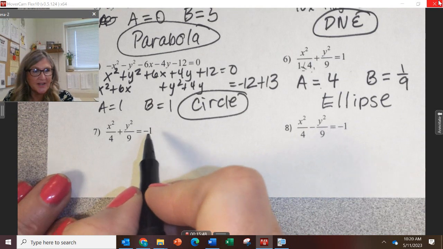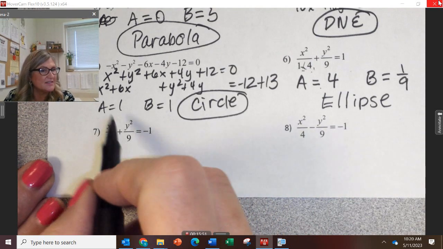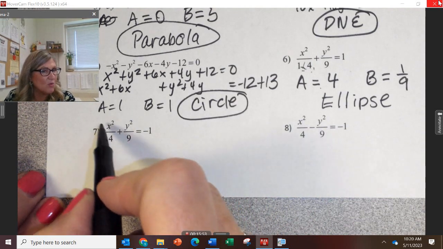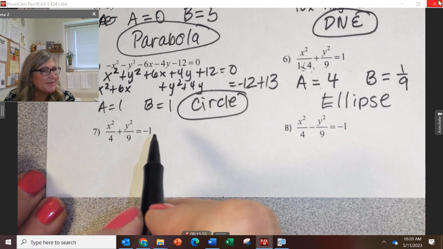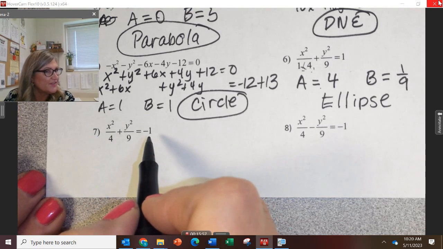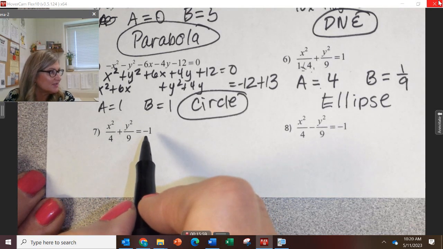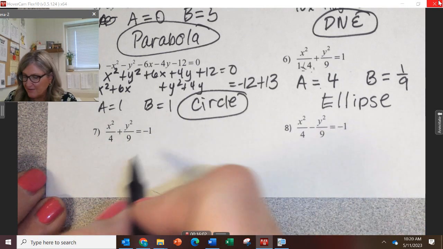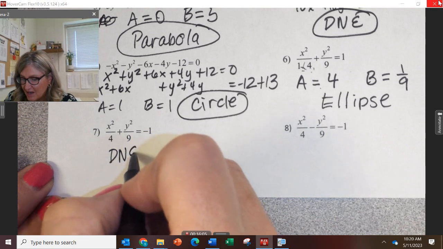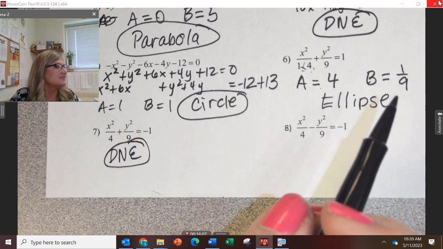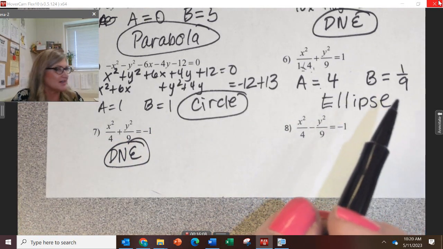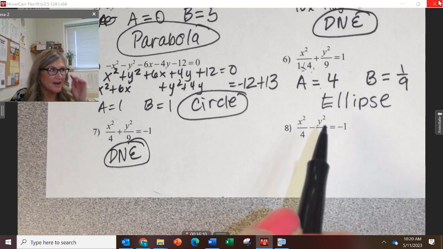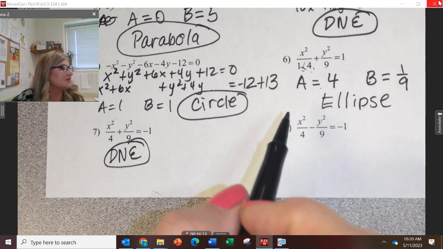Yes, it's right here. It's very tempting to say it's an ellipse because we have a 1/4 and a 1/9, but because an ellipse is a closed figure, it's not allowed to equal a negative. In fact, if you went to Desmos and graphed it, you'd get nothing for this. This does not exist. But I do understand why we think it's an ellipse, but you gotta check that it's not equal to a negative. All right, number 8, last one.